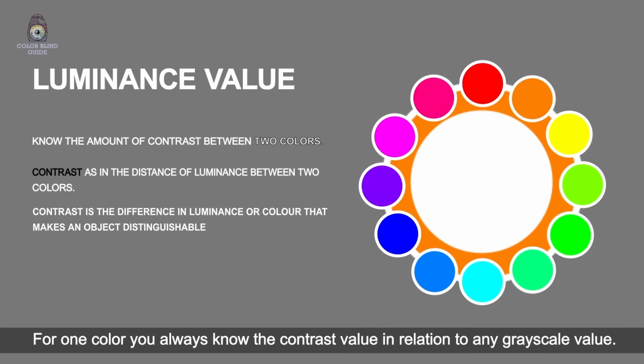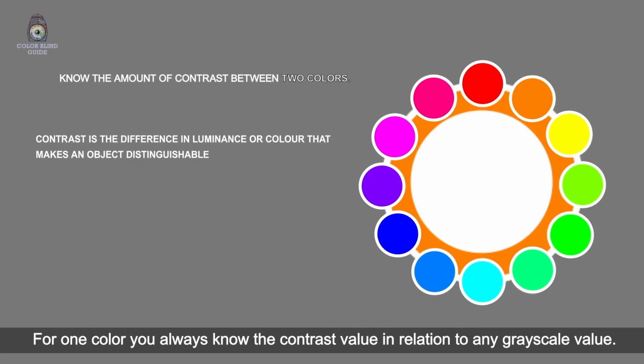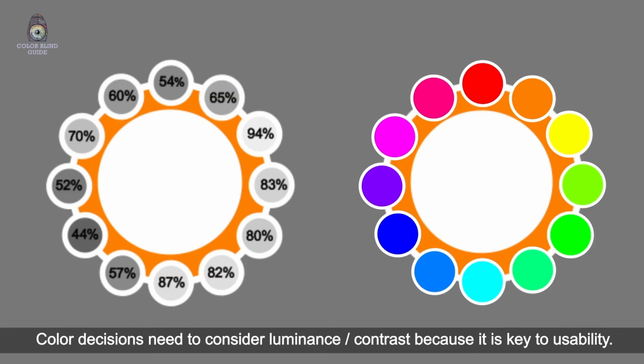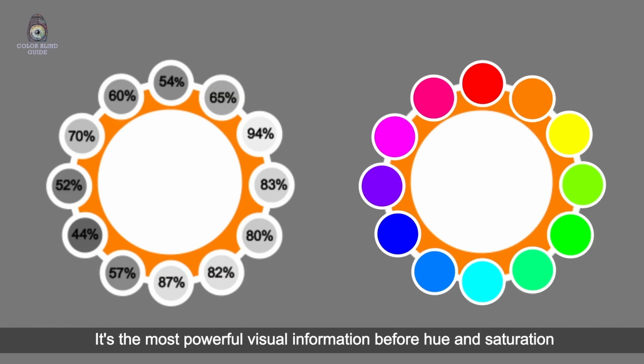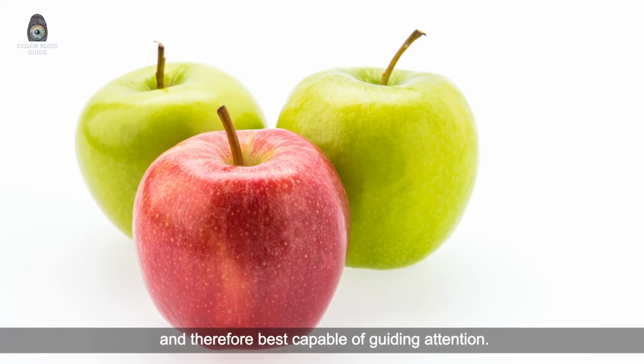For one color, you always know the contrast value in relation to any grayscale value. Color decisions need to consider luminance contrast because it's the key to usability. It is the most powerful visual information before hue and saturation, and therefore best capable of guiding attention.